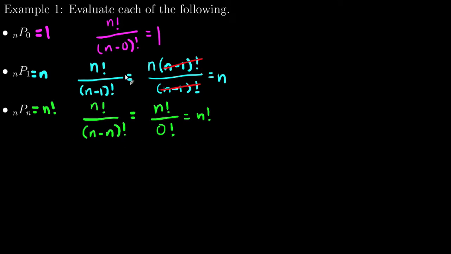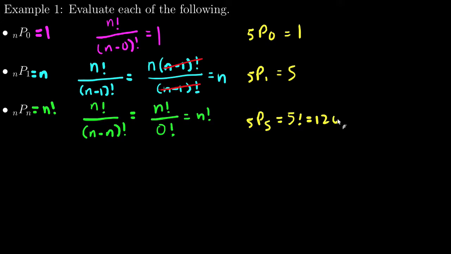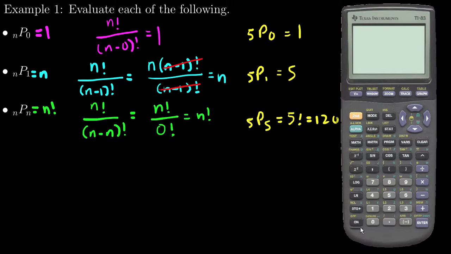Now, before we move on, let's see some numerical examples of these and see how to put them in the calculator. So let's consider 5P0, 5P1, and 5P5 and see if we get what we expect. So we expect this to be 1, we expect this to be 5, and we expect this to be 5 factorial, which is 120. And of course, I could put this into the whole formula like we did the last slide, but let's see how the calculator works for this.